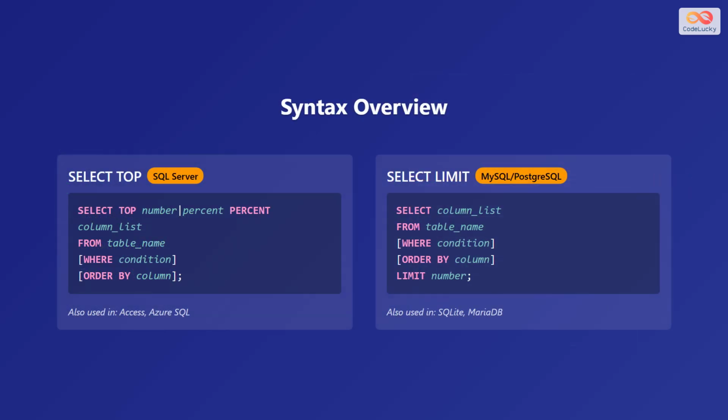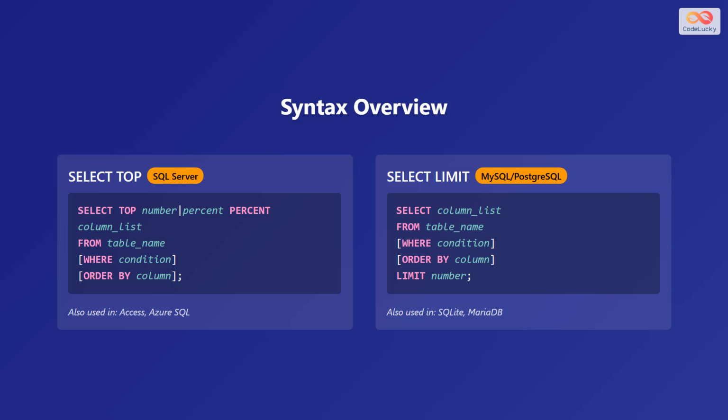The method to limit the number of rows returned varies depending on the specific database system you are using. In SQL Server, Access, and Azure SQL, the SELECT TOP clause is used. The basic syntax is as follows. SELECT TOP number [PERCENT] column_list FROM table_name WHERE condition ORDER BY column.